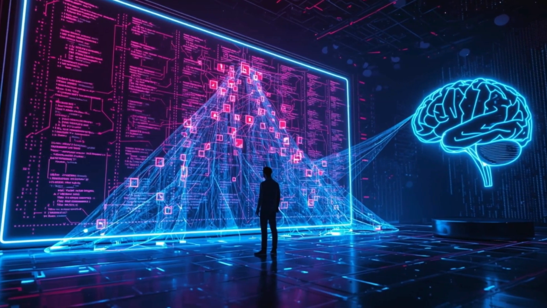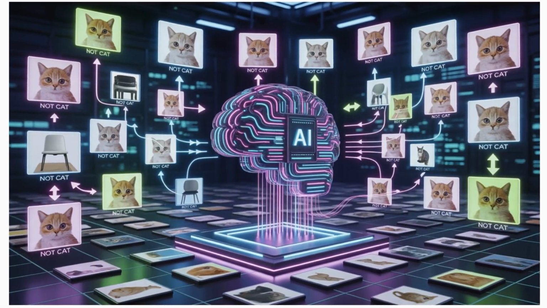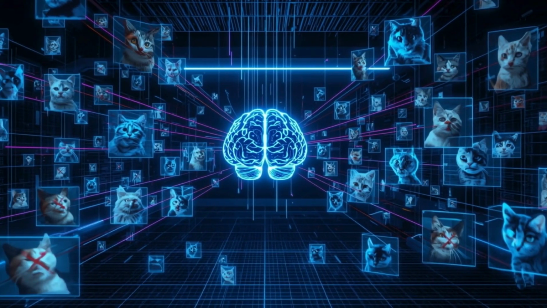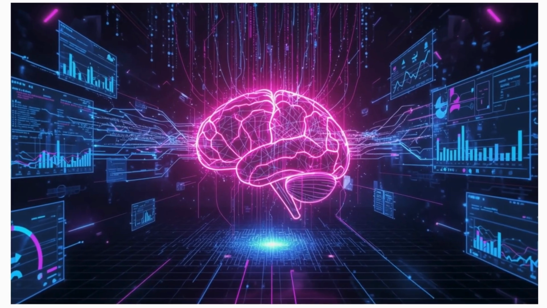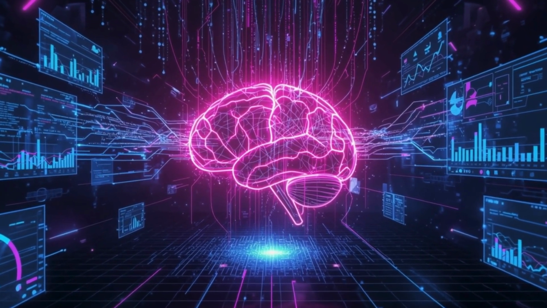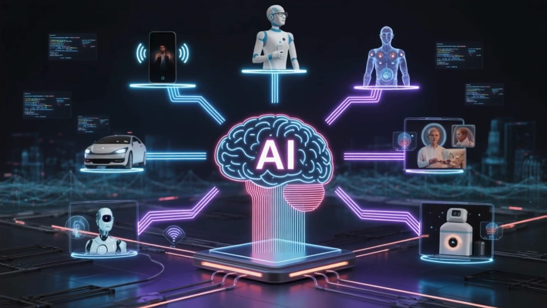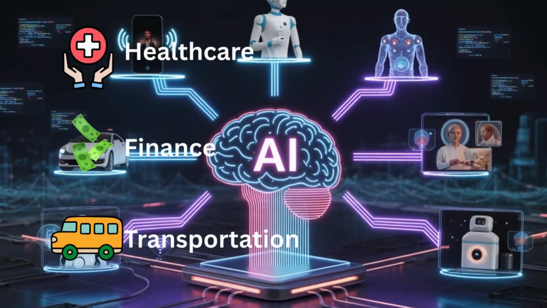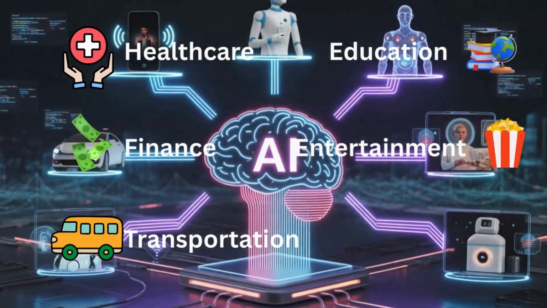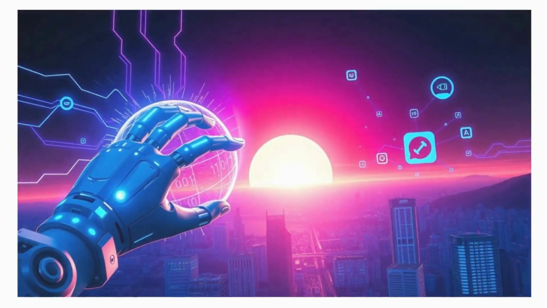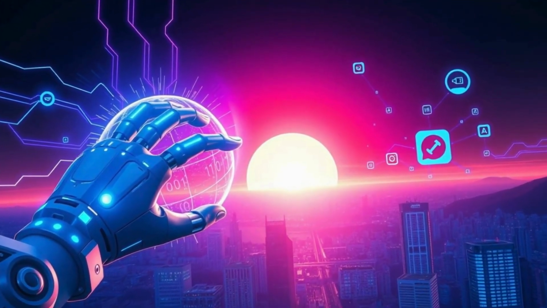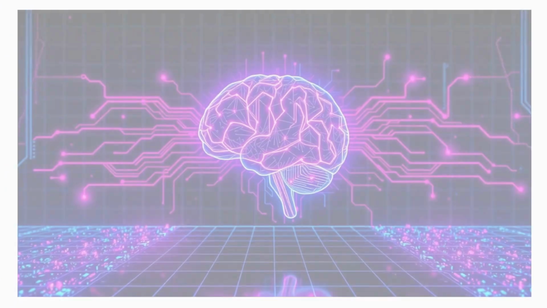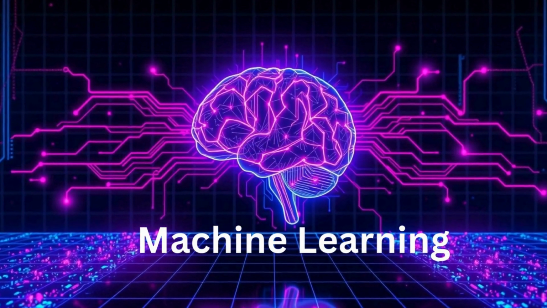Instead, AI systems learn from examples. You show the computer thousands of cat photos and non-cat photos. Over time, it learns patterns that distinguish cats from other objects. That ability to learn from data is what makes AI powerful. Today, AI is used everywhere. Healthcare, finance, transportation, education, entertainment, cybersecurity. And the most exciting part? We're still early in the AI revolution. But to understand AI deeper, we need to talk about the technology that powers most modern AI systems: machine learning.